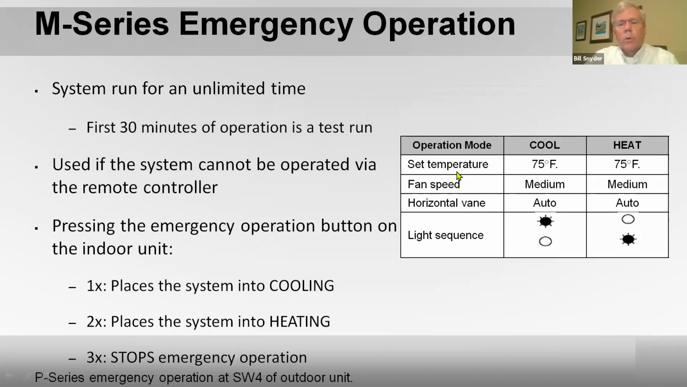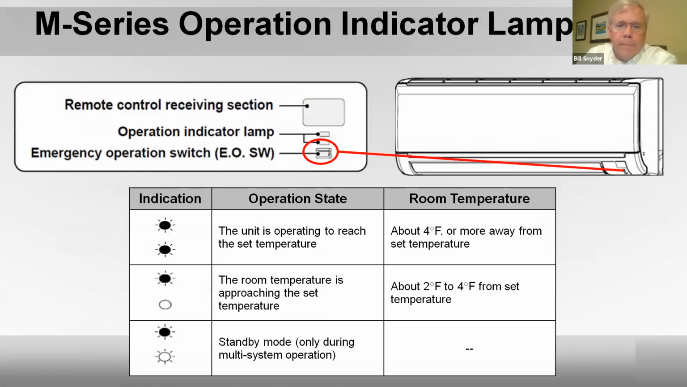If you put it in emergency cooling mode, it will stay at 75 degrees until somebody takes it out of cooling mode. And that's neat, because if somebody loses the remote control or their batteries get dead or whatever and they want to turn the equipment on, just push the emergency operation switch once, and that unit will control to 75 degrees off the return air temperature, and hopefully make a somewhat happy customer for some period of time.